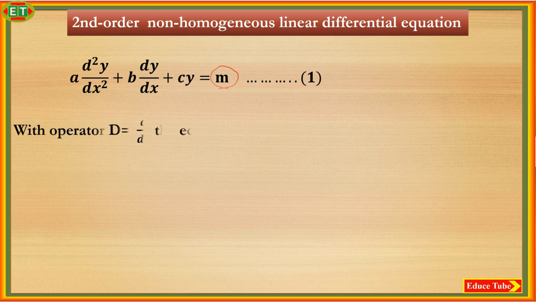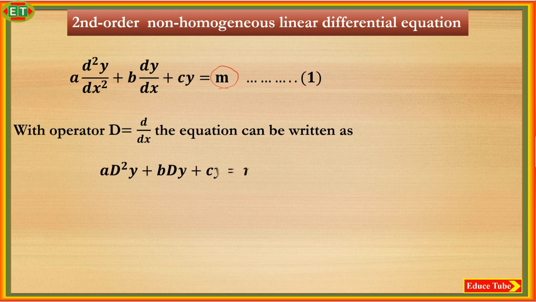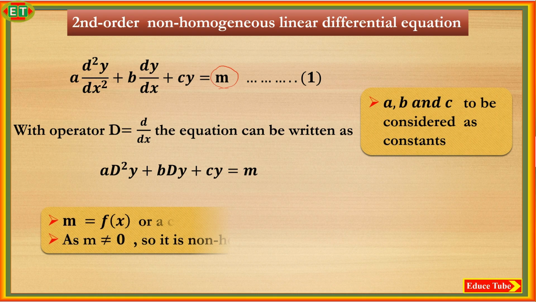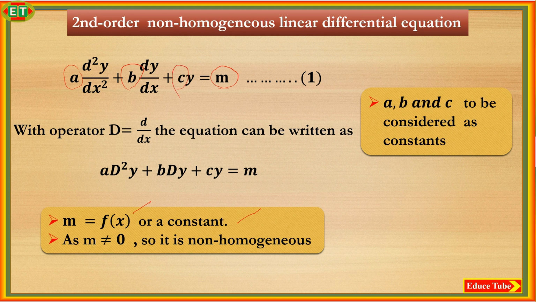This m means it is a function of x. So if I consider m as a constant or function of x, then this equation is non-homogeneous. As well, on the left hand side I have three constants like a, b and c.